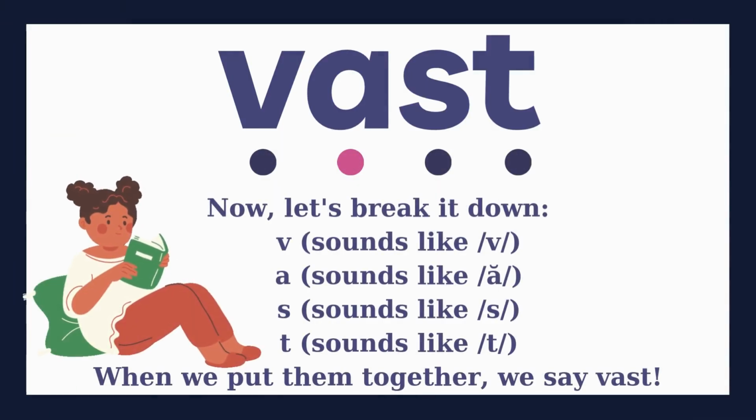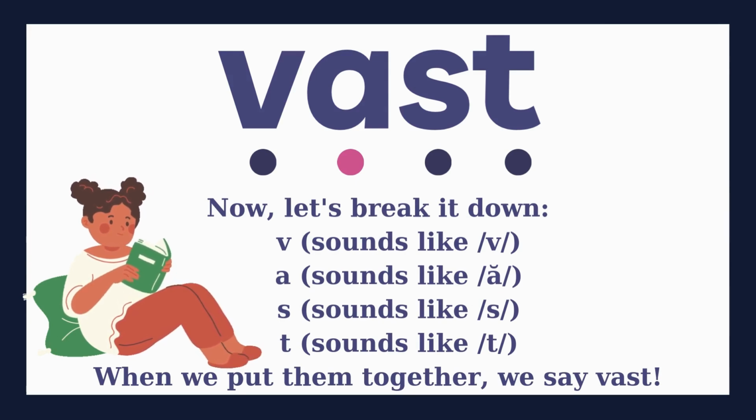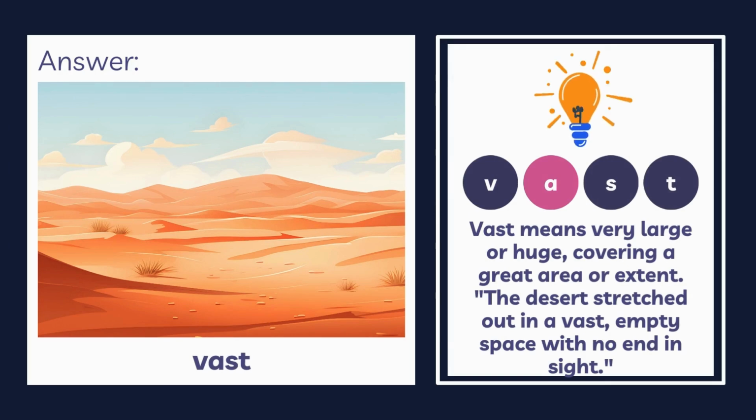Vast. Now, let's break it down. V sounds like V, A sounds like A, S sounds like S, T sounds like T. When we put them together, we say vast. Vast means very large or huge, covering a great area or extent. The desert stretched out in a vast, empty space with no end in sight.